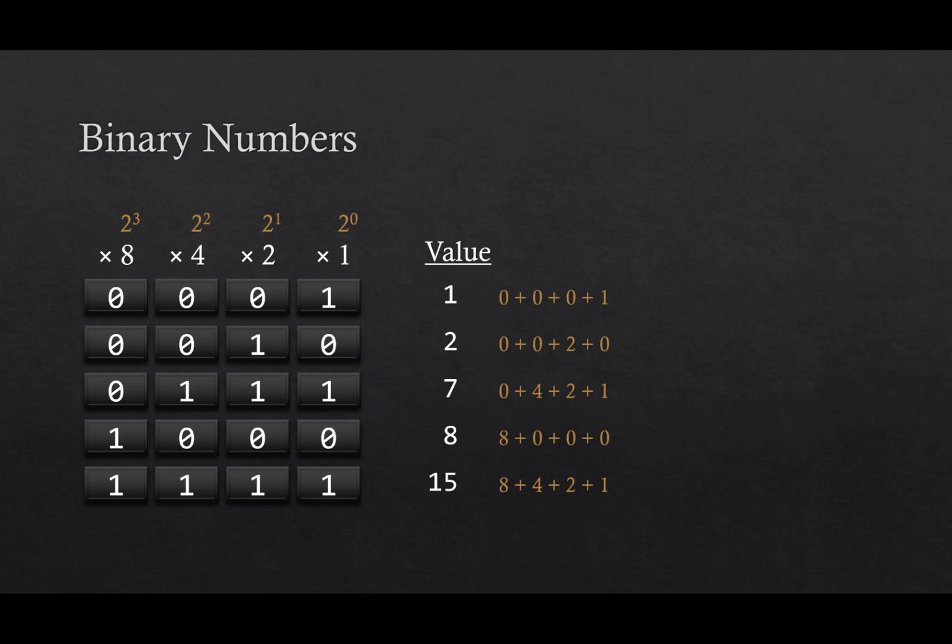The next one, we have a 1 in the 8's place, the most significant bit of this 4-digit number. And all the other bits are 0, so that gives us a value of 8. And the last one, all 4 bits are 1, so we add up the place value of all those bits, and we get 8 plus 4 plus 2 plus 1, which is 15.